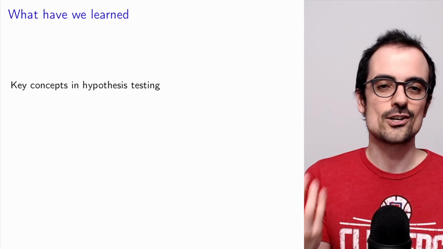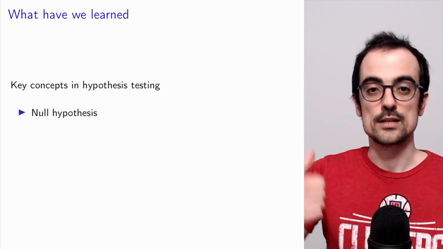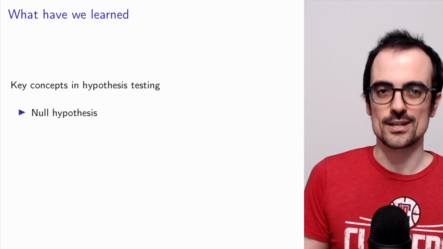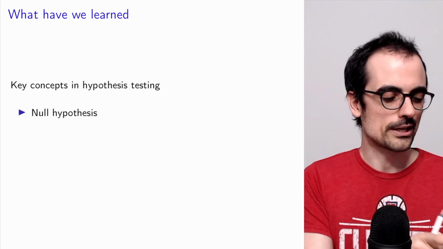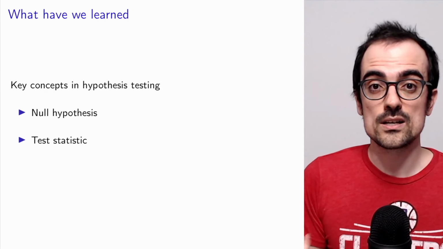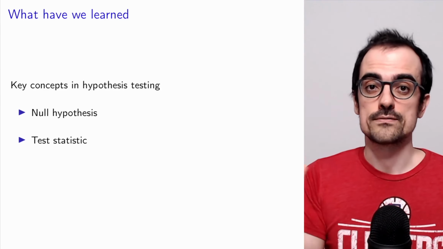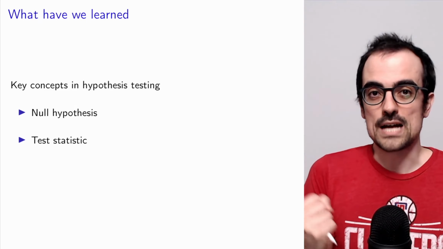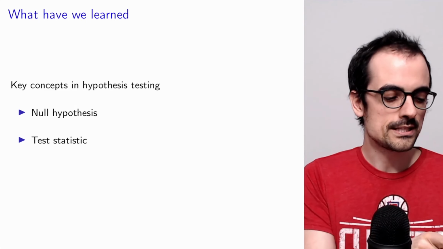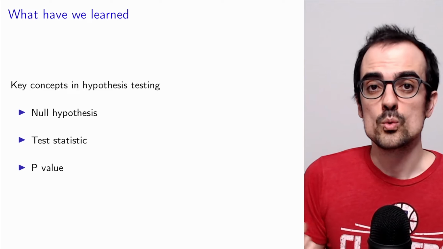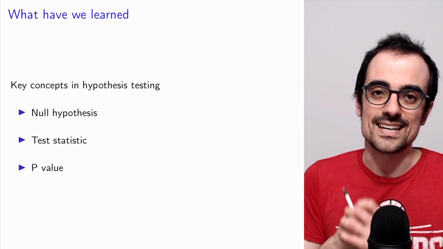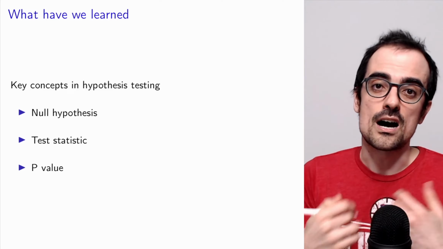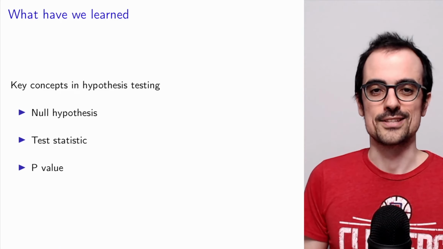And that's it. What have we learned? We have learned these key concepts in hypothesis testing: the null hypothesis, which is this devil's advocate hypothesis that nothing interesting is going on; the test statistic, which is a function of the data that enables us to gather evidence against this null hypothesis; and the p-value, which quantifies to what extent the data that we're observing are consistent or not with the null hypothesis.